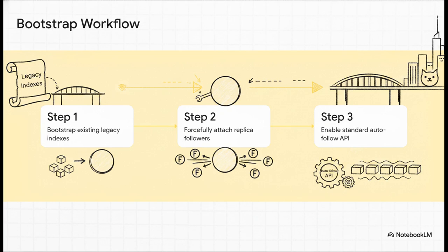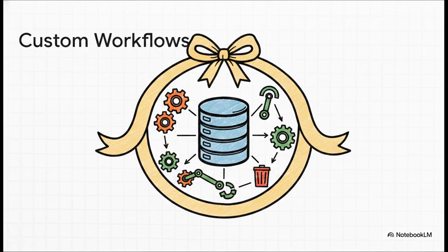Step 1. Bootstrap the existing legacy indexes. Step 2. Forcefully attach the new replica followers to those existing indexes. And finally, Step 3. Enable the standard autofollow API so that any future index created just syncs automatically. It's basically building a bridge from the past directly into the future. But that bootstrapping was literally just the beginning.